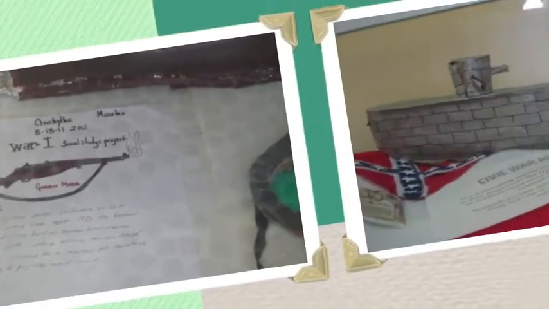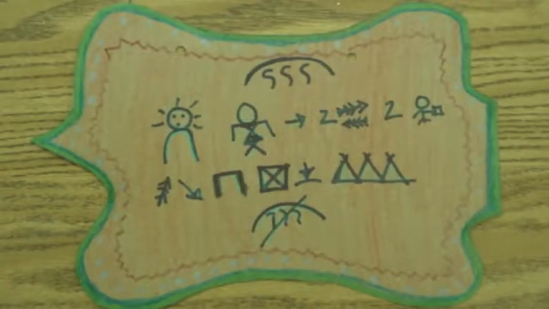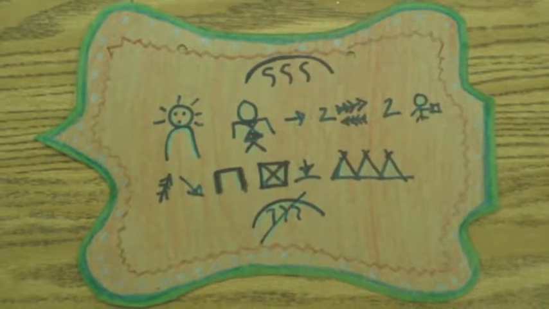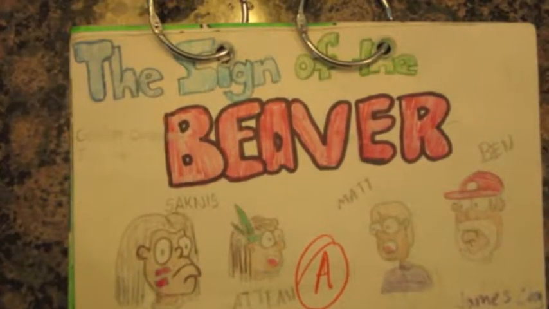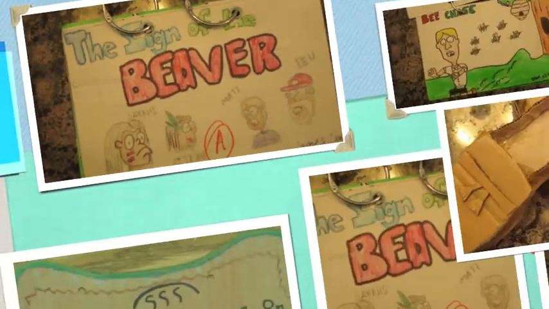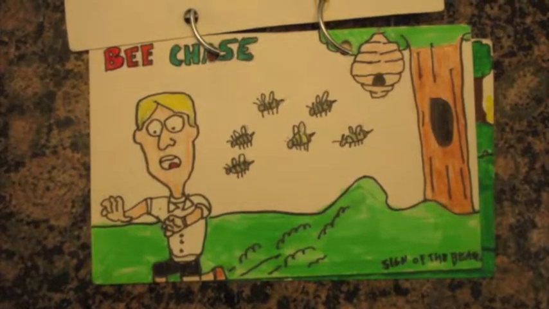These were photographed in a display case at our middle school. These were the armored ships of the Civil War, Merrimack and the Monitor. Buffalo skin coming out of the novel, The Sign of the Beaver. Here's a picture book, and here's one of the illustrations in that picture book.